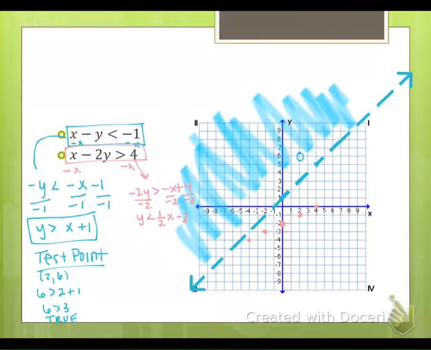And will my line be dashed or solid? Katie? It will be dashed. Very good.